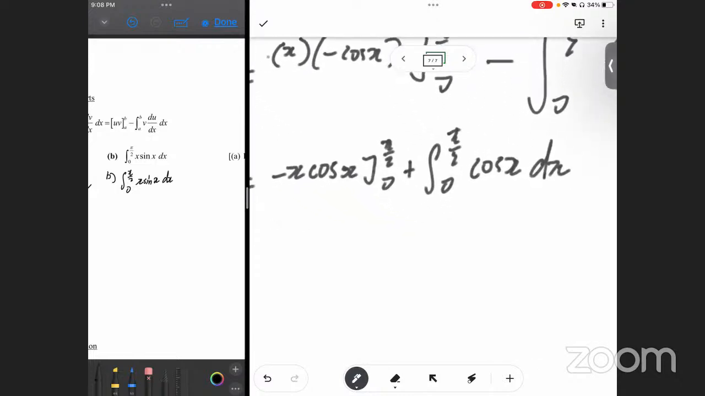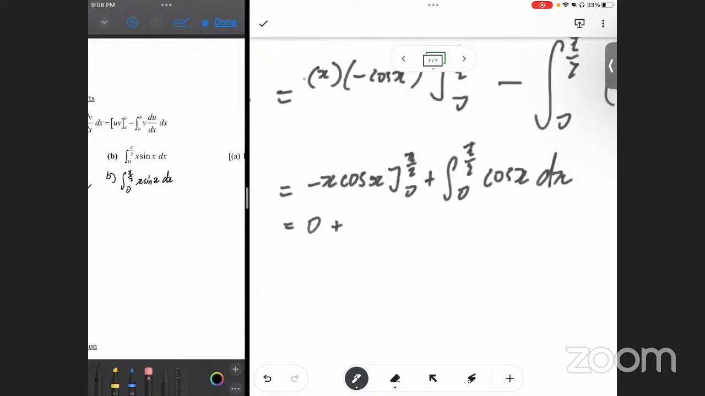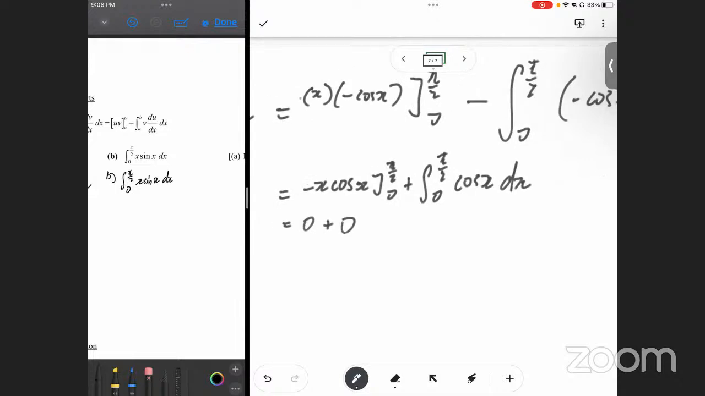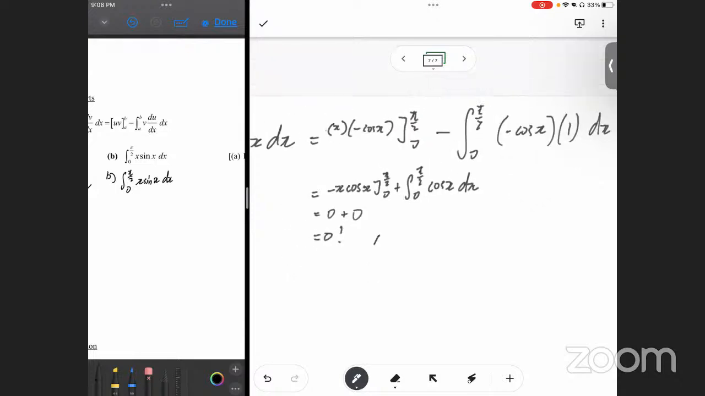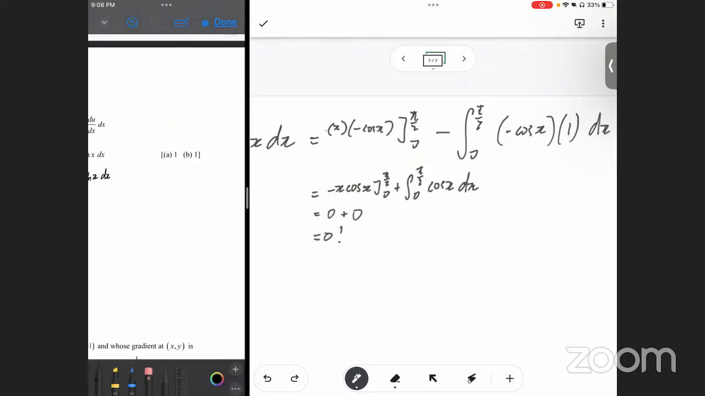Pi over 2, cosine pi over 2 is cosine 90, which is 0. Yeah, 0. I think I have made a mistake somewhere. The answer is supposed to be 1.